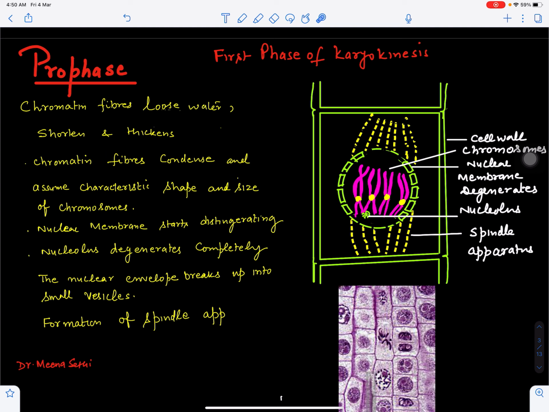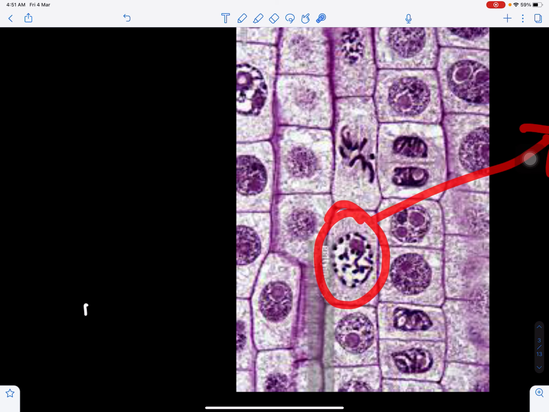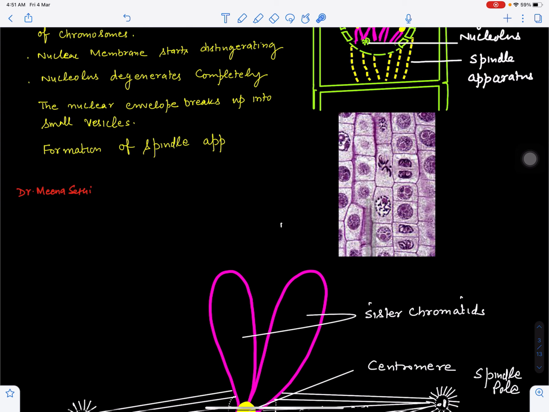So we can see here the nuclear membrane is degenerating and the chromatin threads have become short and thick. They are assuming the distinct shape of chromosomes. This is the diagram, and this is the actual prophase seen in the permanent slide. We can see the chromosomes arranged loosely, and they have become short and thick. So this is the prophase.